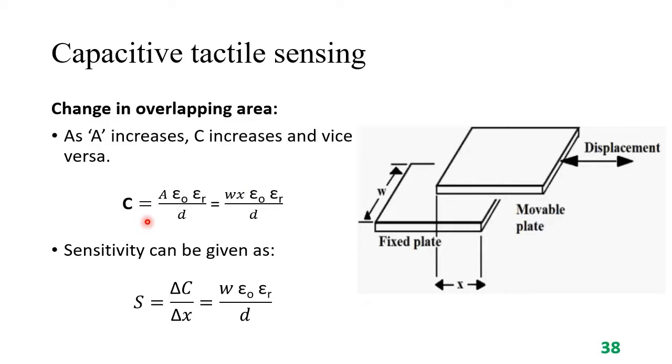So capacitance can be given as C equals A epsilon naught epsilon R over D, which is equal to W x epsilon naught epsilon R over D. Since all other things are constant, capacitance is directly proportional to the displacement x. Its sensitivity can be given by taking the derivative of this equation with respect to the displacement x, which comes out to be W epsilon naught epsilon R over D.